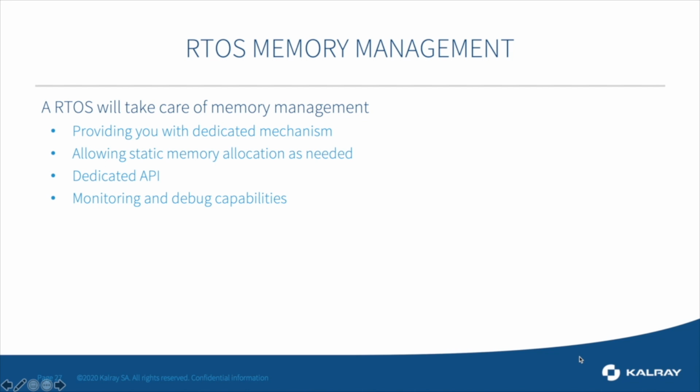I will not describe the different mechanisms here because there are many, and it depends on the RTOS that you select. You will have different types of memory management, but mainly you have dedicated mechanisms. You can pre-allocate memory, you can have static allocation per task, you have dedicated APIs to manage these things, you have semaphores, and you also have monitoring and debugging capabilities as soon as you see that your memory allocation impacts your timing.